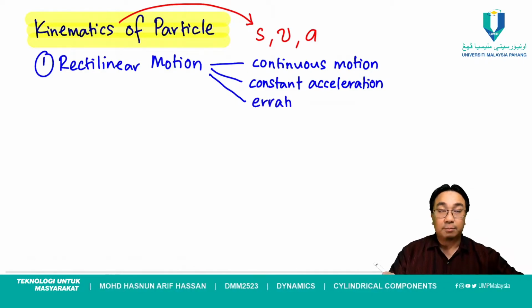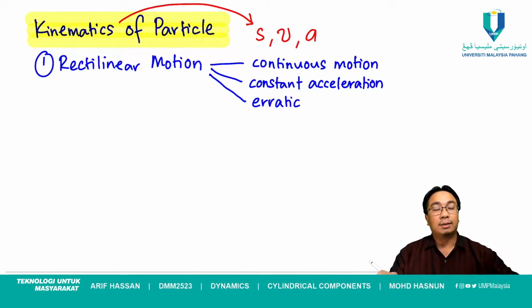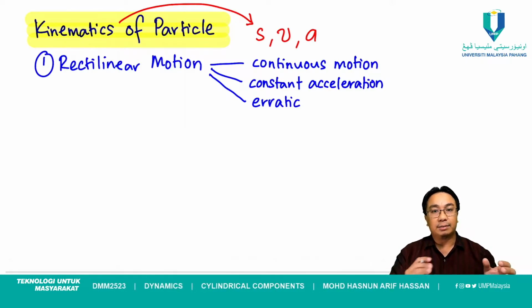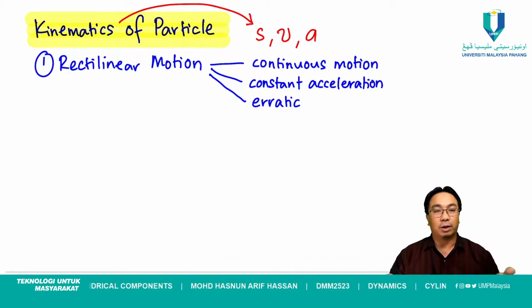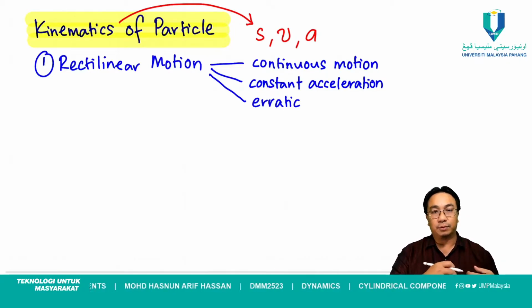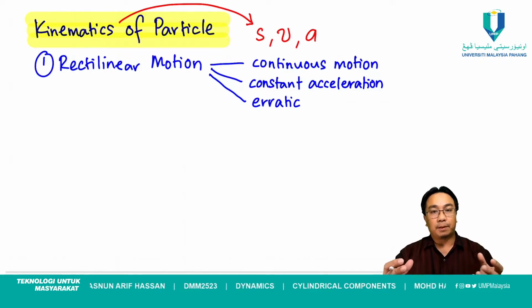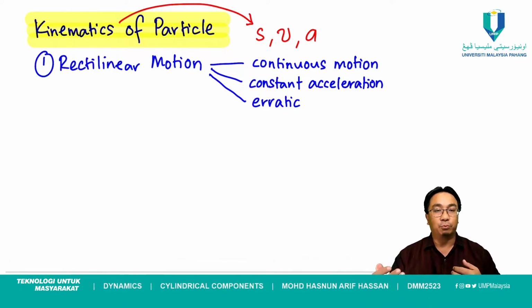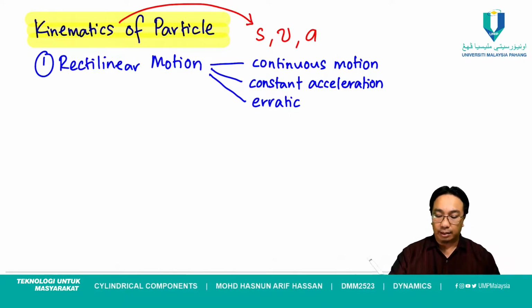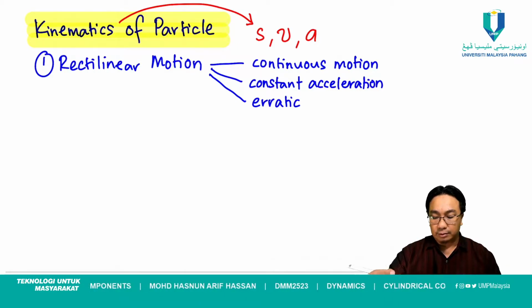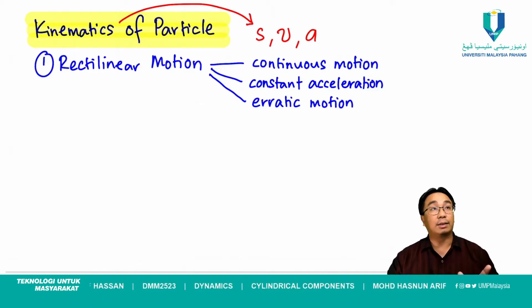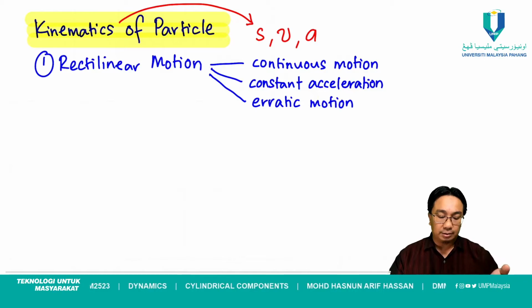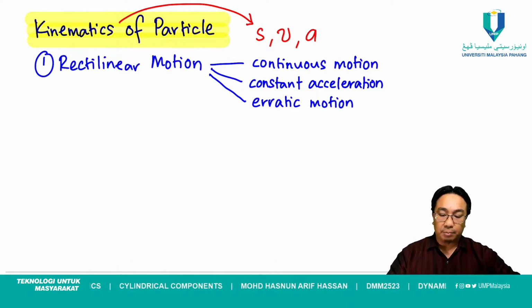In erratic motion, the motion is not continuous, but there are different time intervals. So for example, from t equals 0 until 5 seconds, the particle moves with certain parameters. In the next 10 seconds, for example, the particle moves with different characteristics. So that is what we have discussed in erratic motion. This is what we have learned in rectilinear motion, the first subtopic of kinematics of particle.